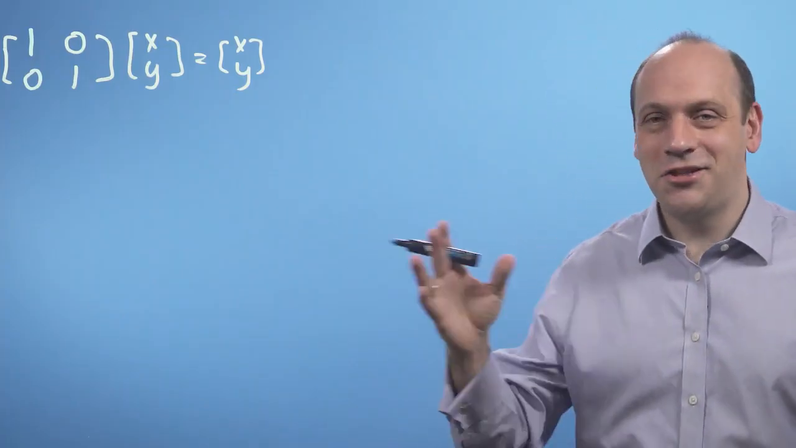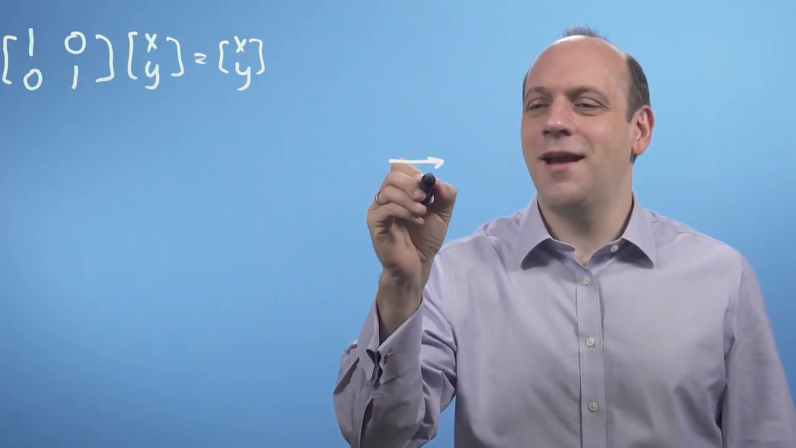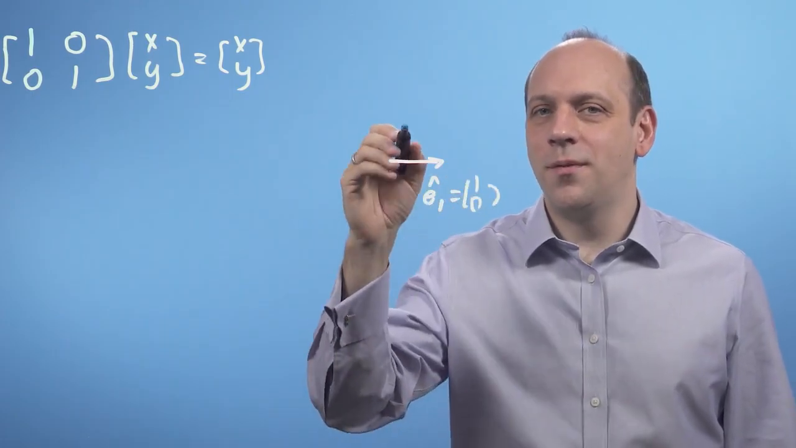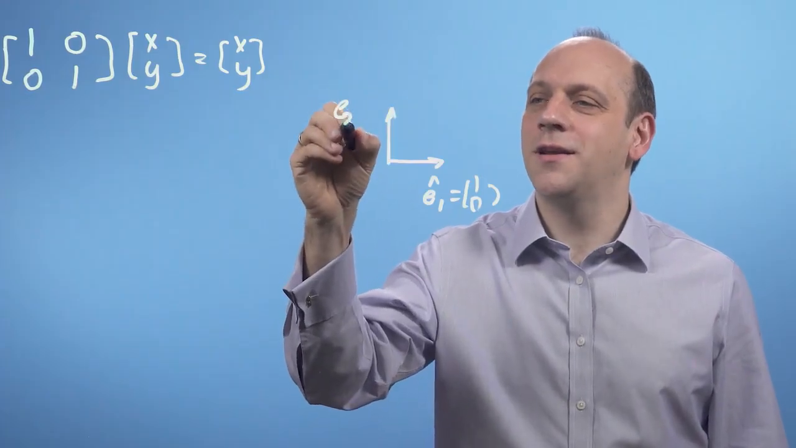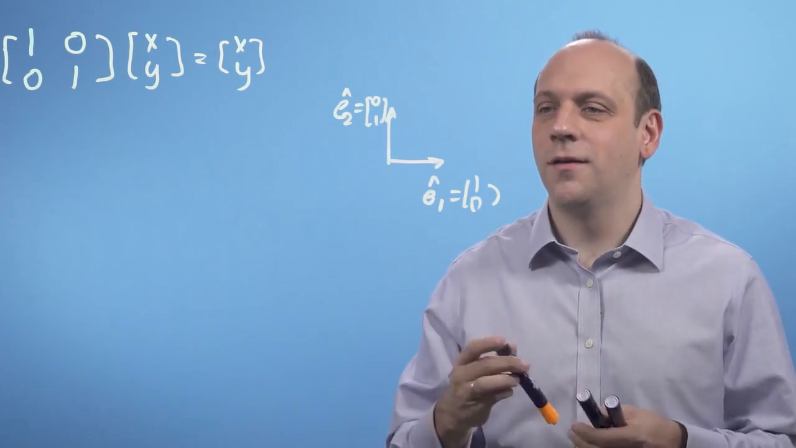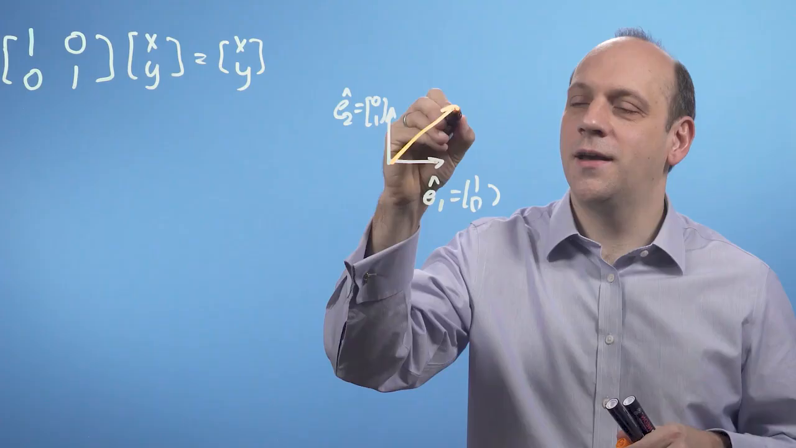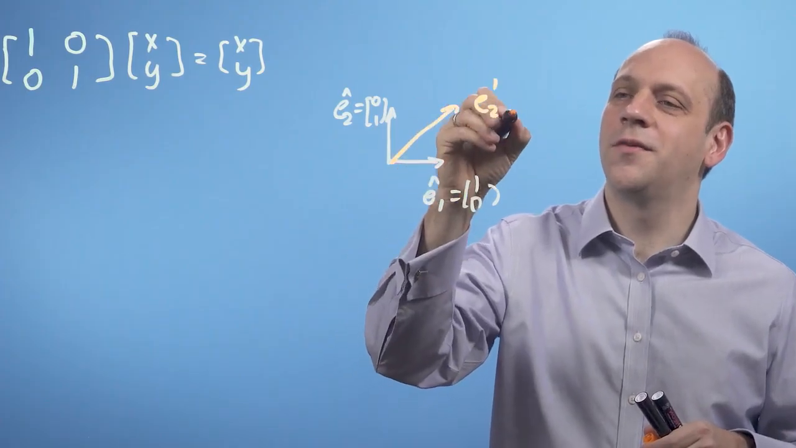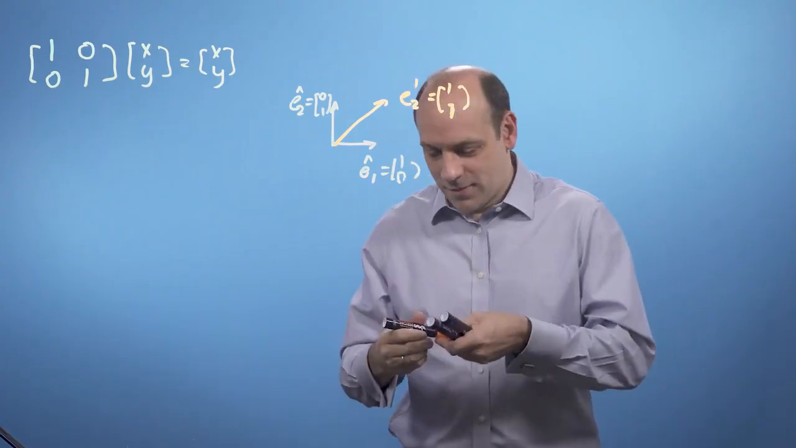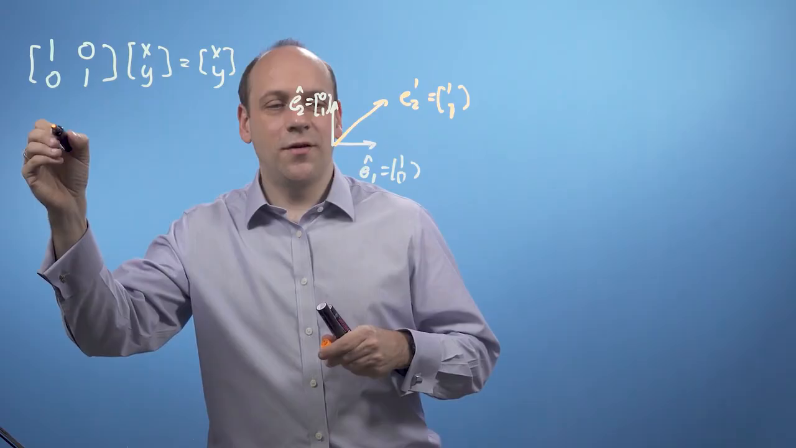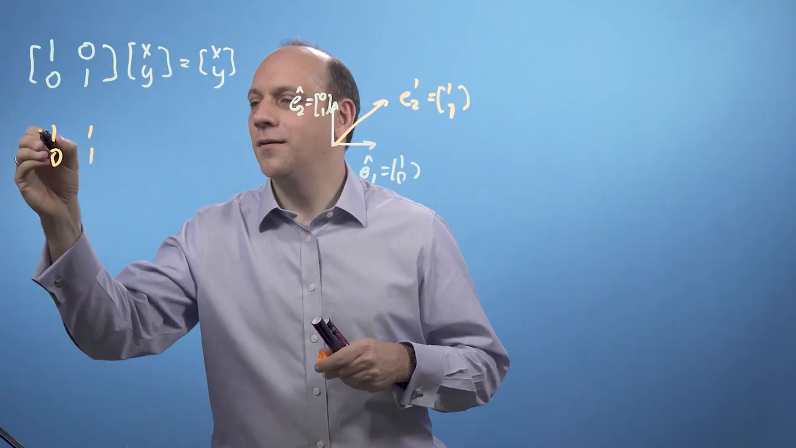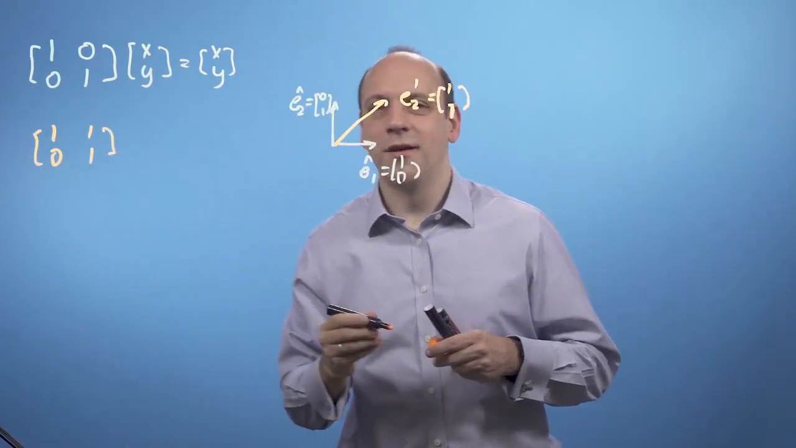Another thing I might want to think about are shears. So I wanted to keep E1 hat where it was, 1, 0, but move E2 hat over. So E2 hat is 0, 1. So I wanted to move E2 hat over to here, say. So I wanted to get E2 primed to be equal to 1, 1, say. Now, in which case I can just write down my matrix, right? I can say that E1 becomes itself, 1, 0, and E2 becomes 1, 1. That would be the transformation matrix for that shear.